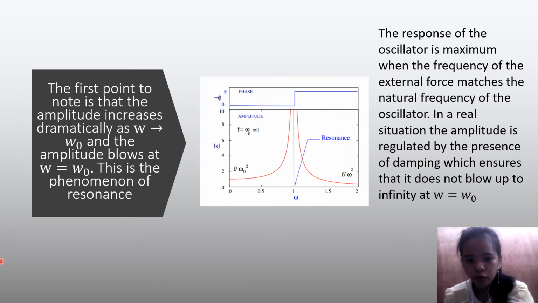The first point to note is that the amplitude increases dramatically at W0, and the amplitude is low at W equal to 0. This is the phenomenon of resonance. The response of the oscillator is maximum when the frequency of the external force matches the natural frequency of the oscillator. In real situations, the amplitude is regulated by the presence of damping, which ensures that it does not blow up to infinity at W equal to W0.